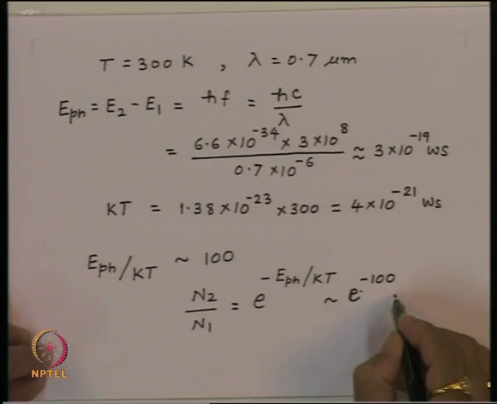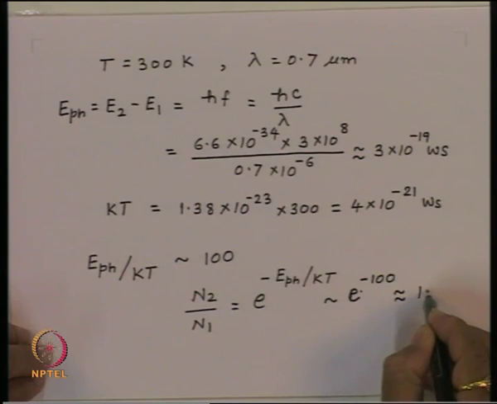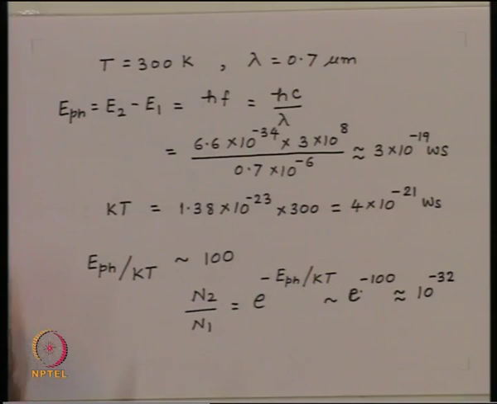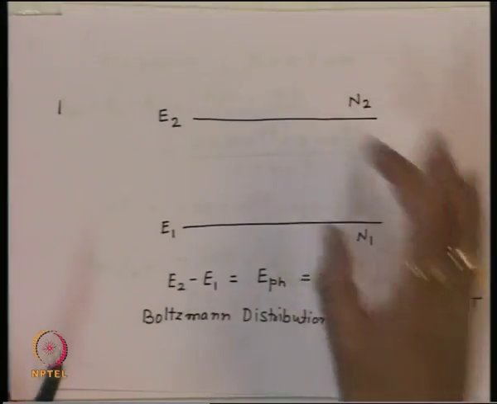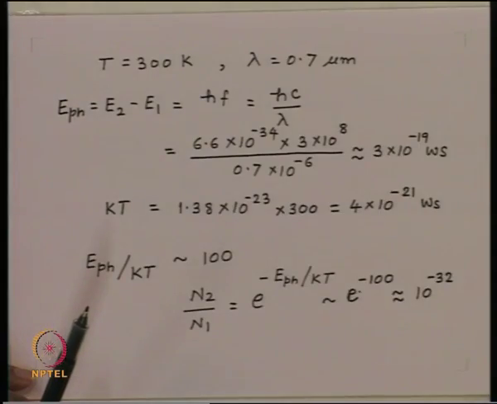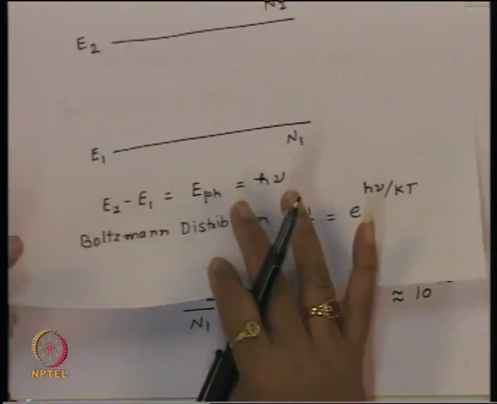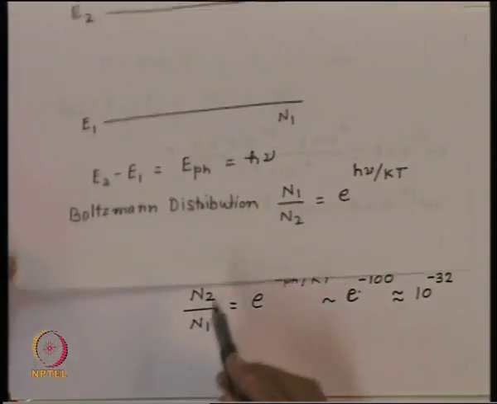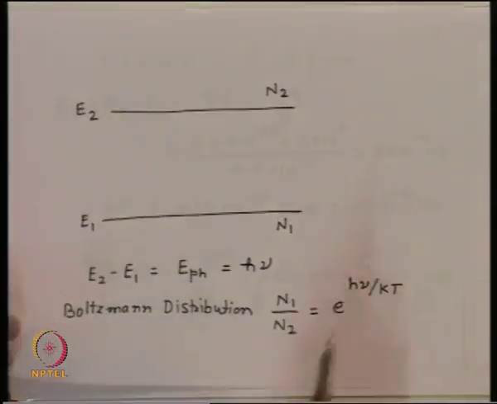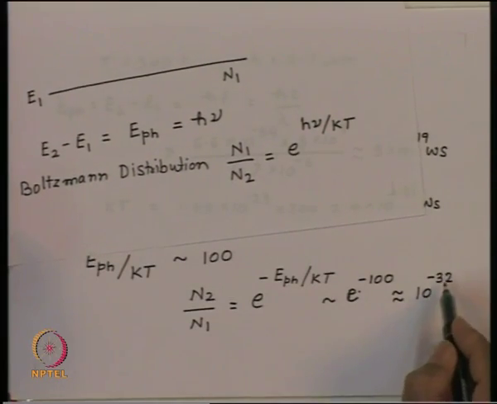So, this number is typically of the order of about 10 to the power minus 32. What that means is that if we consider the energy levels which have an energy difference corresponding to about 0.7 micrometer, then the ratio of the electron density in the upper level to the lower level is 10 to the power minus 32.